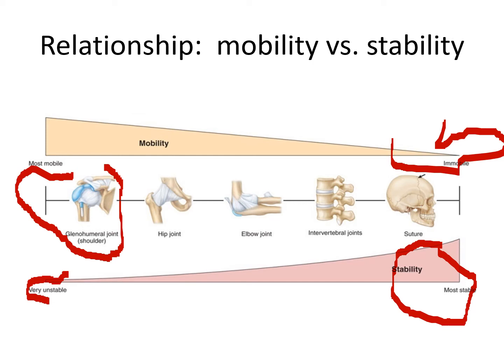So let me give you an example. Let me repeat myself again. If a joint is very mobile, as in the case of the shoulder, it is very unstable, which means that you can dislocate. Dislocation is very common in a joint such as the shoulder joint. Whereas if a joint is very stable, it is more likely to be not mobile, as in the case of the sutures of the skull.